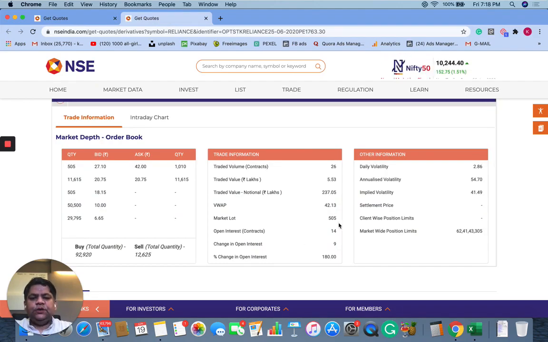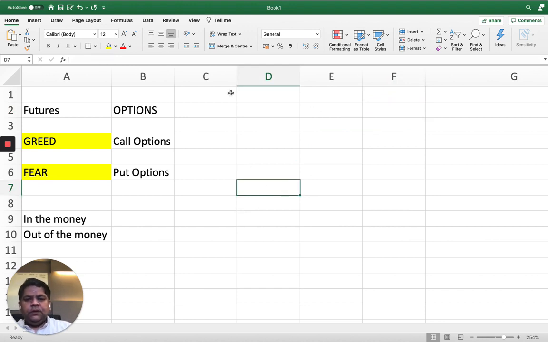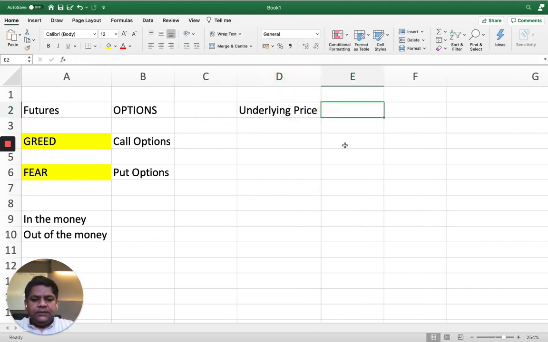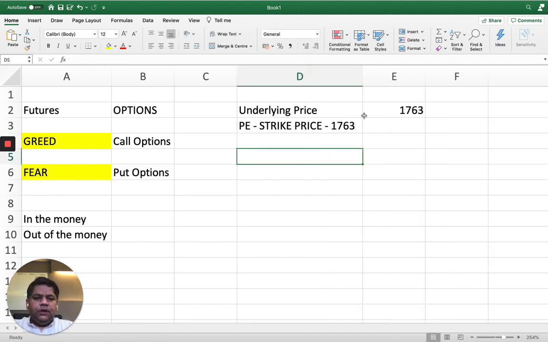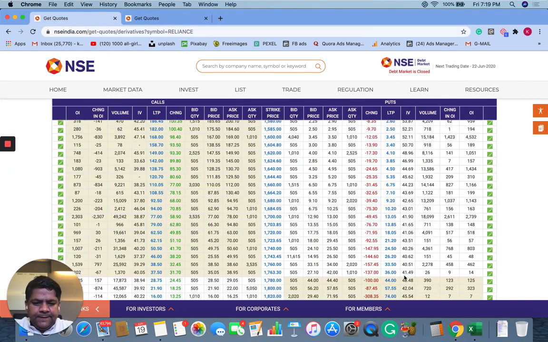And lot size we know is 505. So we have a situation where the underlying price is 1763. I'm not taking after the decimal. Then I'm buying a put option, strike price 1763 only. We are lucky that we got the same option. Okay. How much was the price? Price we got is 36 rupees.